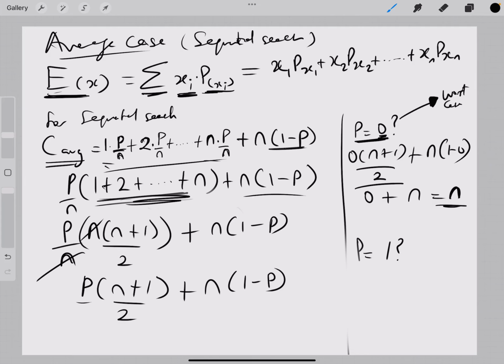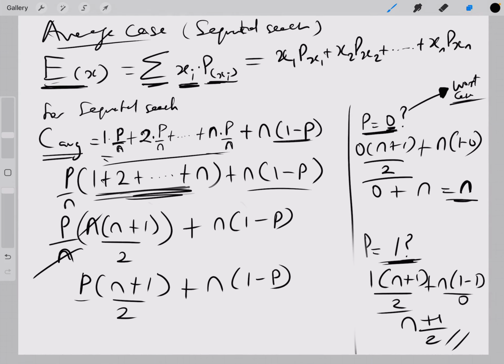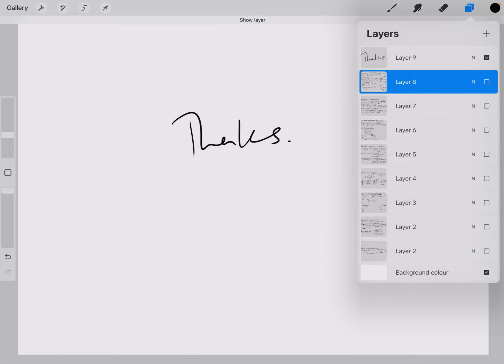Now what happens when there's actually that value, but we didn't say it is the first element, we didn't say it's the best case, but we know that at least the search key is there? Substituting 1 into these values, we'll have 1 in bracket (1 plus n) over 2 plus n into bracket 1 minus 1. So this term becomes 0, and this becomes (n plus 1) over 2. So this is how we get the average case. And I believe we can stop here for this particular video. Thank you for watching. I'll see you in another video.